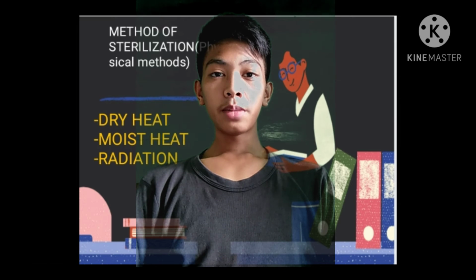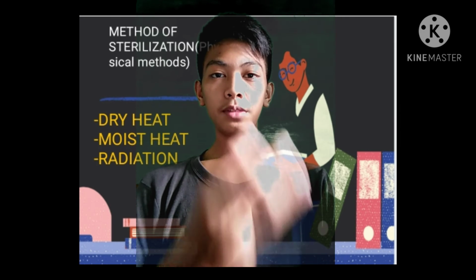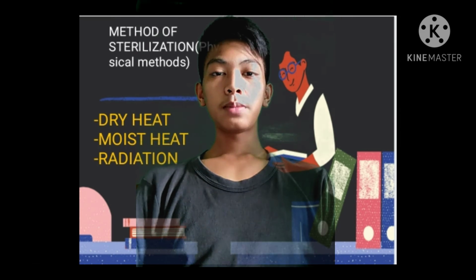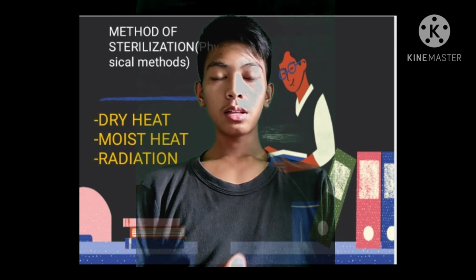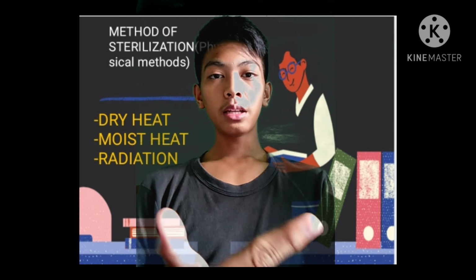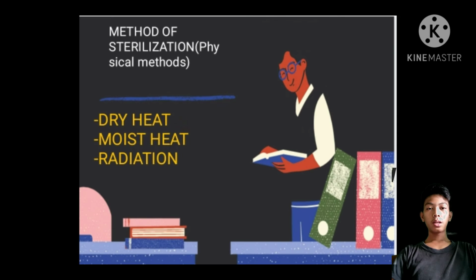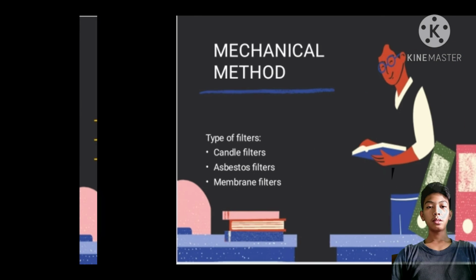The sterilization method consists of three methods. These are physical method, mechanical method, and chemical method. Physical methods include the dry heat method using an oven, the moist heat method using an autoclave, and the radiation method using gamma ray chamber.